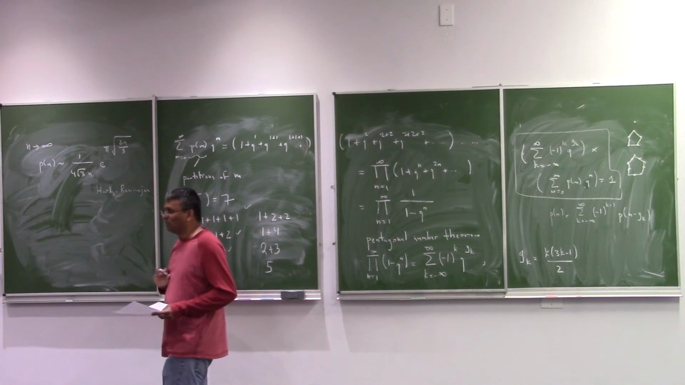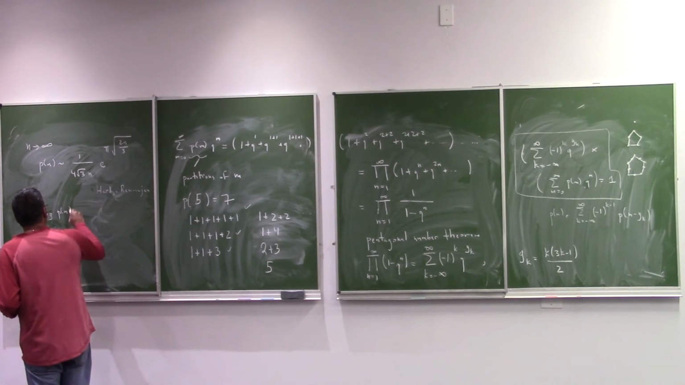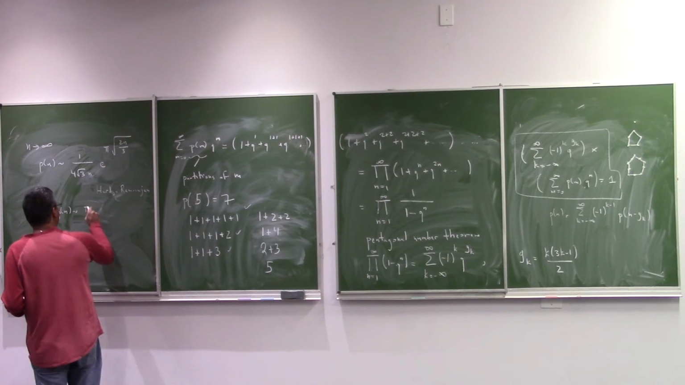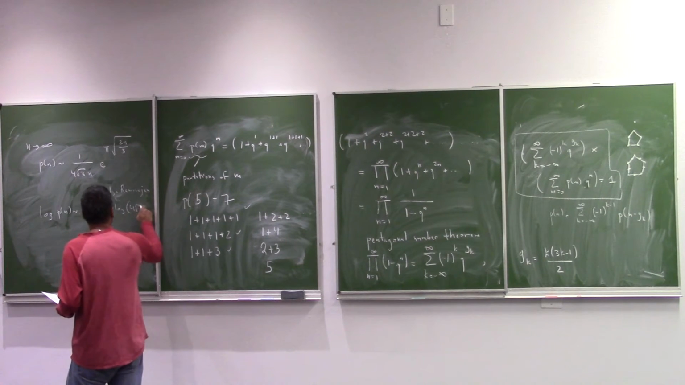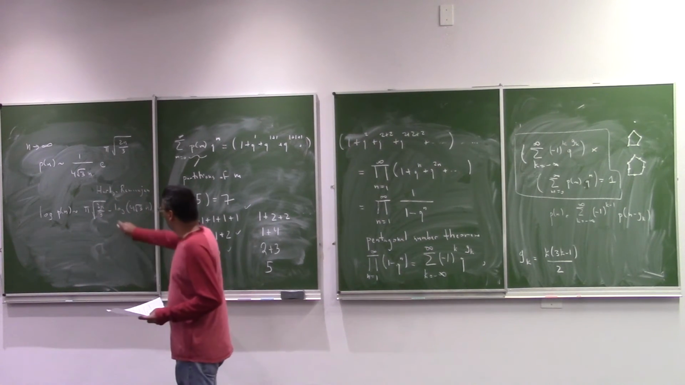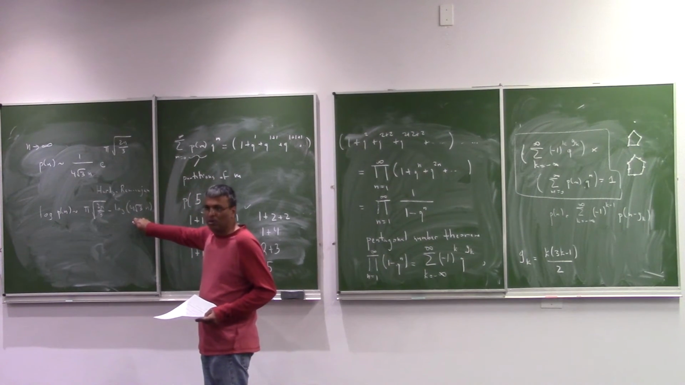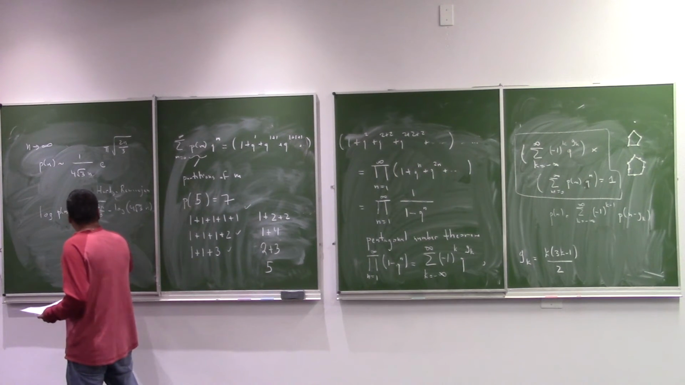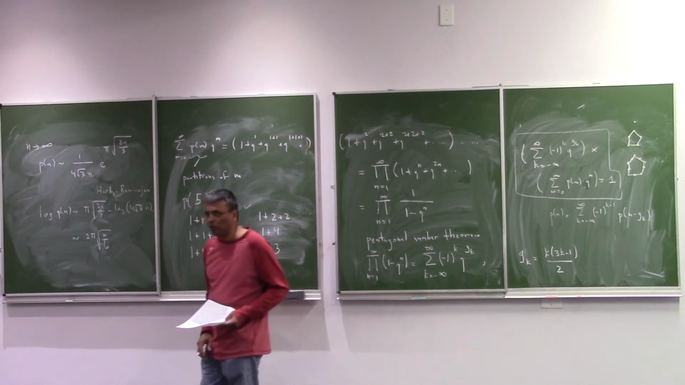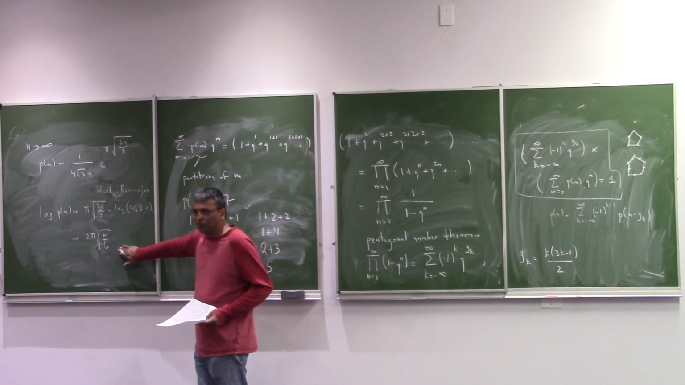Let's take a logarithm of this. The logarithm, log p of n, goes like pi root 2n over 3 minus log 4 root 3n. So this is a polynomial growth in n. This is a logarithmic growth in n. We can bring the 2 out to get 2 pi root n over 6. It's actually multiplying the top and bottom by square root of 2 to get this. And this is subleading compared to this term.